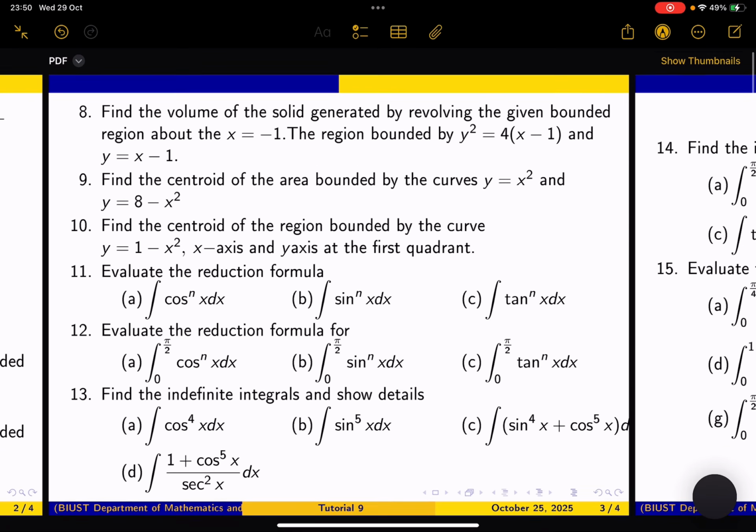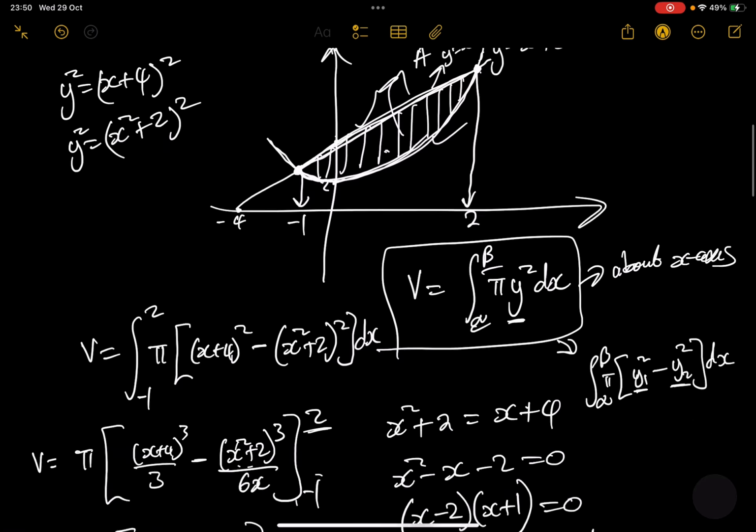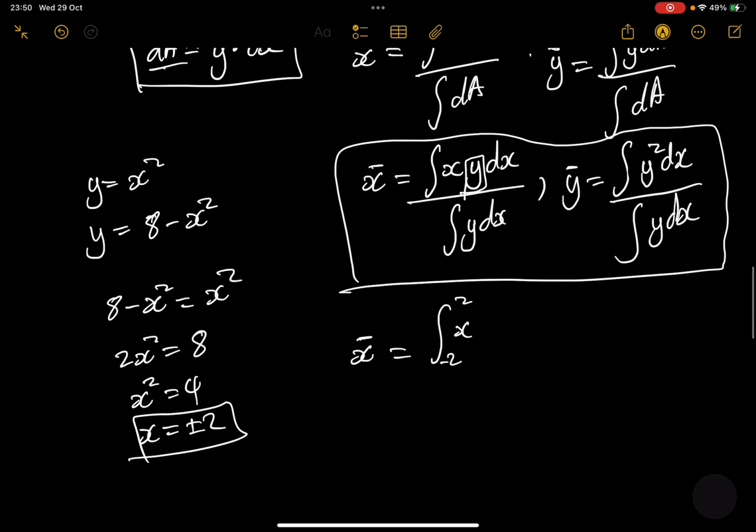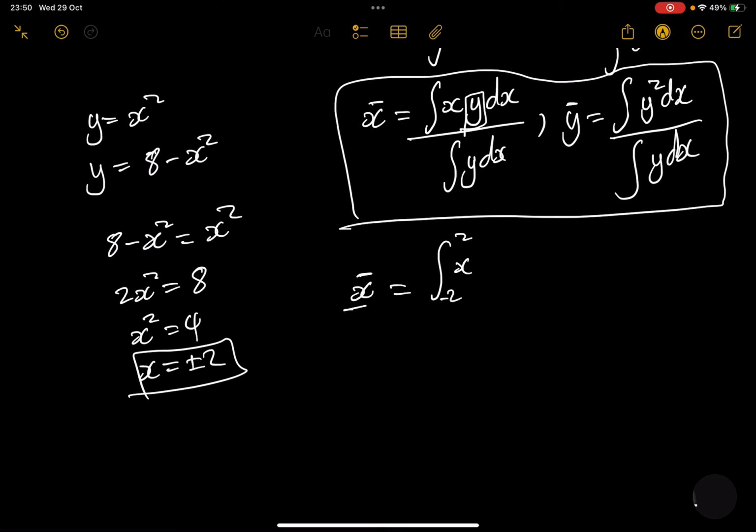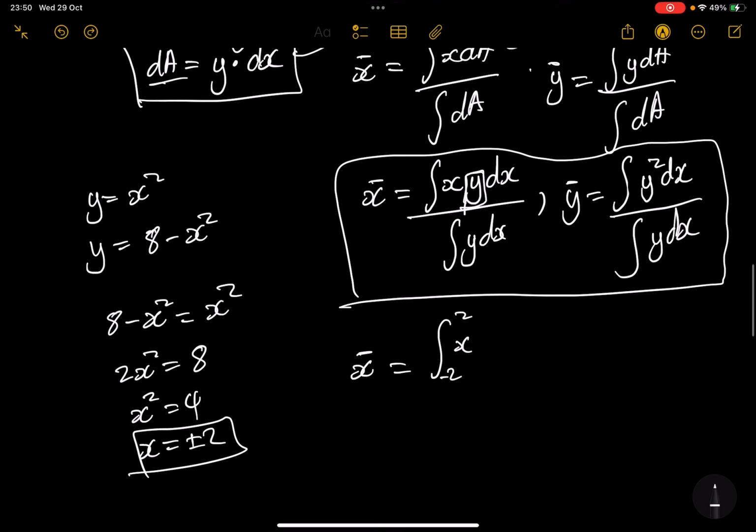So we are continuing with the same problem. We are doing question 9. So we are saying here we want to find the x-coordinate of the centroid. So now we have to substitute the value of y.